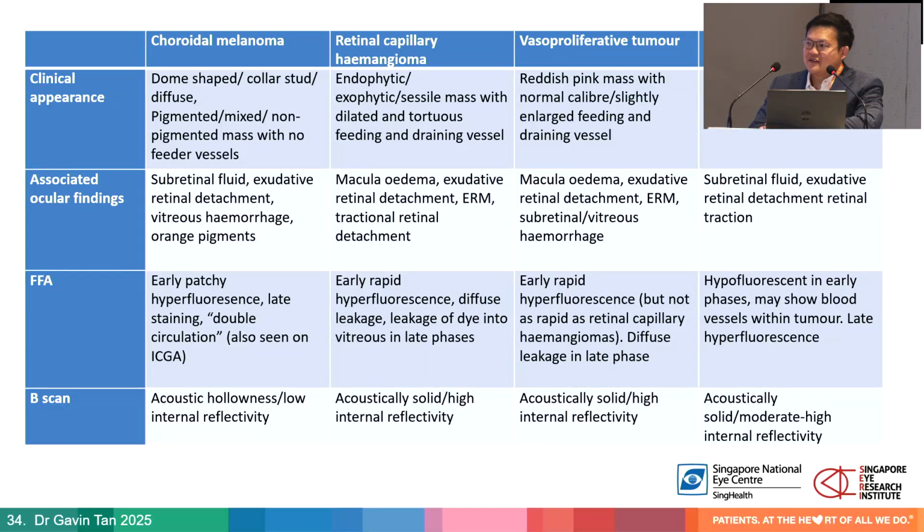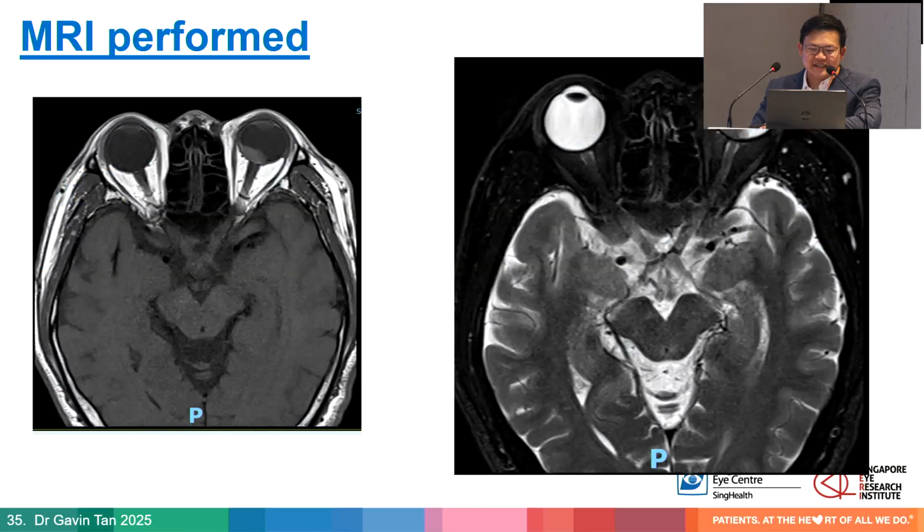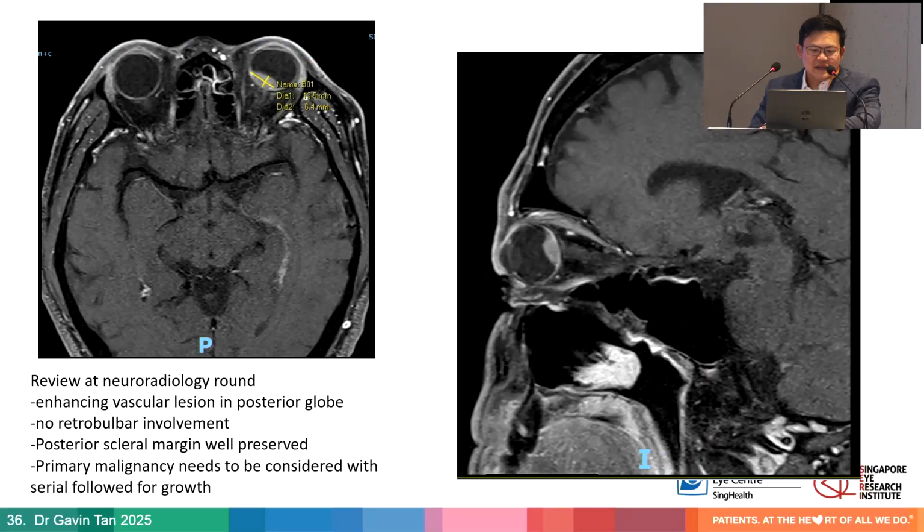So I'll go on. Any other questions, thoughts? I'll show a bit more imaging, then I'm going to open it for differentials because this was a very challenging case. An MRI was performed, and we had a long discussion with our neuroradiologist, who felt very strongly it was a vascular lesion based on the MRI because of the amount of enhancement. The posterior scleral margin was well preserved, but obviously they always caveat that a primary malignancy needs to be considered and serial follow-up for growth.